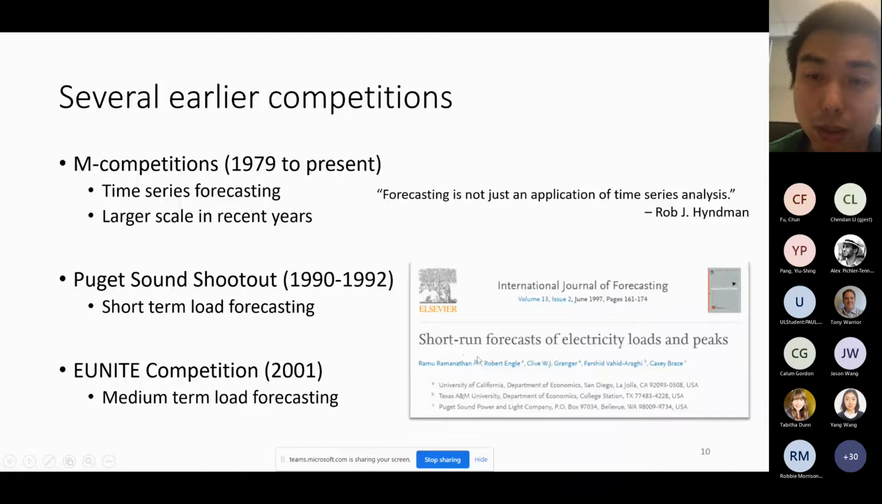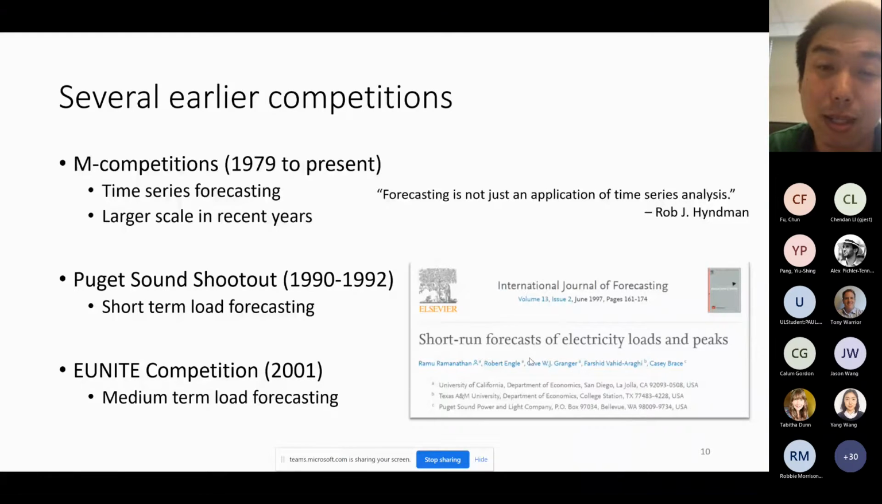This was the best performing team in the Puget Sound shootout. All of them are economists. Other than the last one, they work at Puget Sound. The first four were all economists, from the Department of Economics. I think this author used to work at UC San Diego. And two of them later on won the Nobel Prize, Engle and Granger.